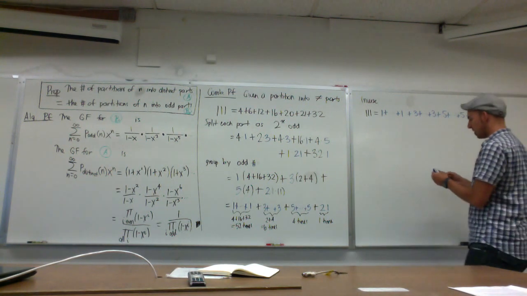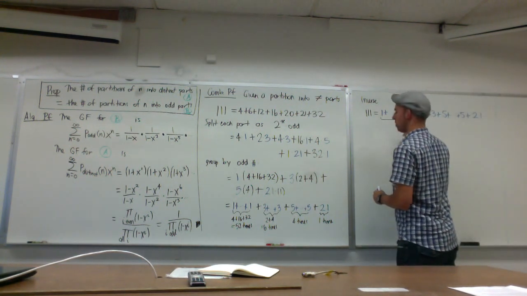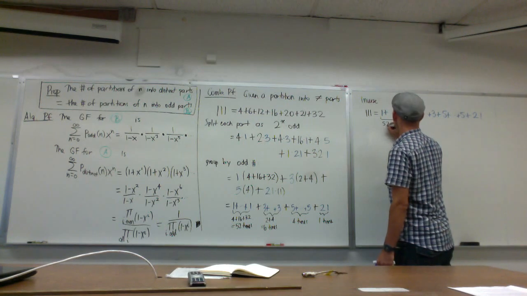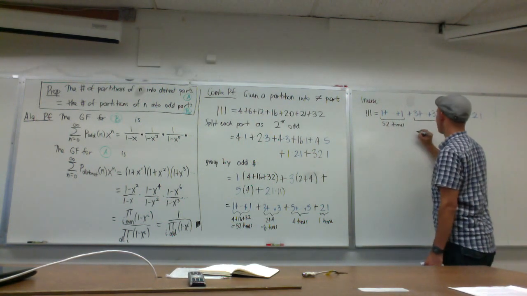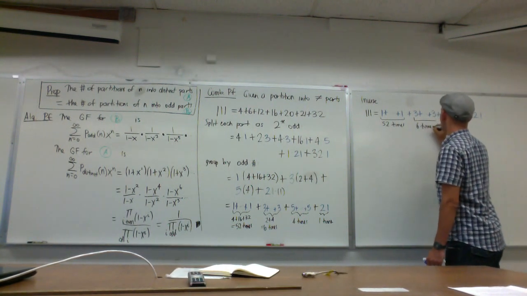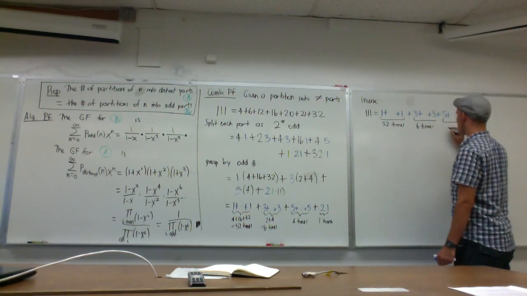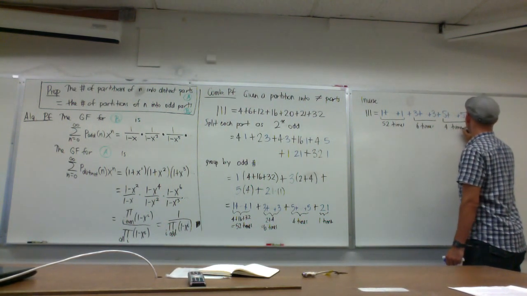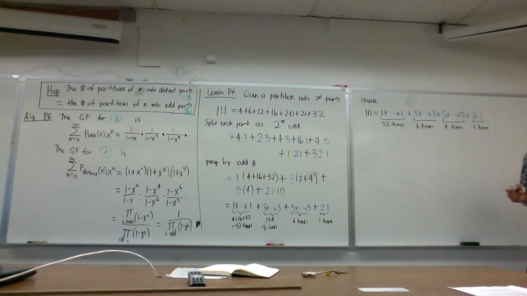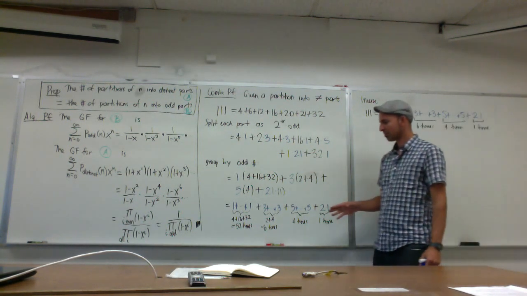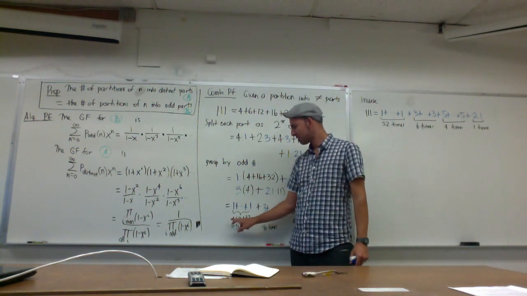And there are repetitions. 1 is repeated 52 times. 3 is repeated 6 times. 5 is repeated 4 times. And 21 is repeated once. So it's not repeated. Okay? What's the next step? How do I recover these numbers here?